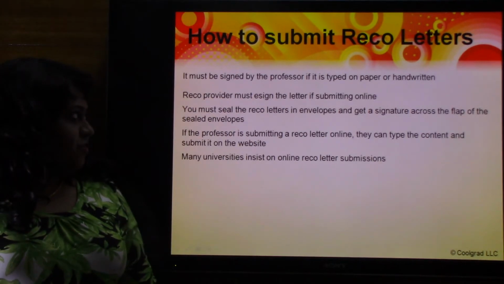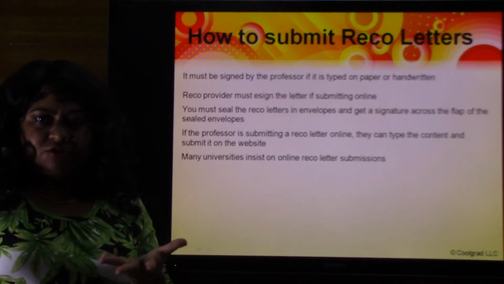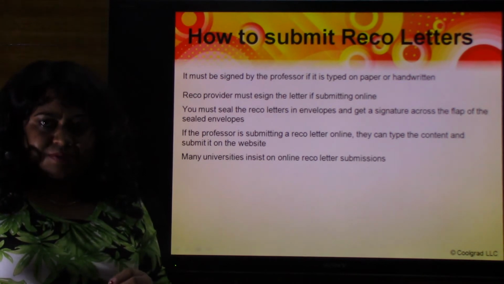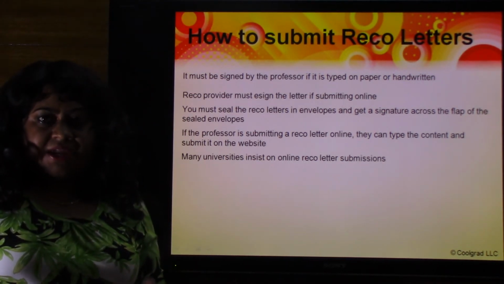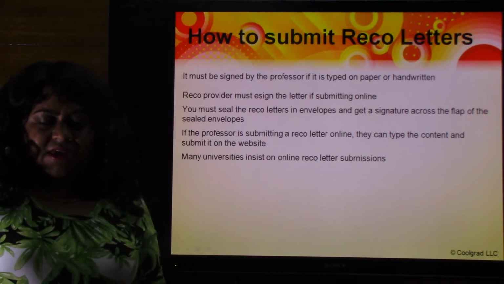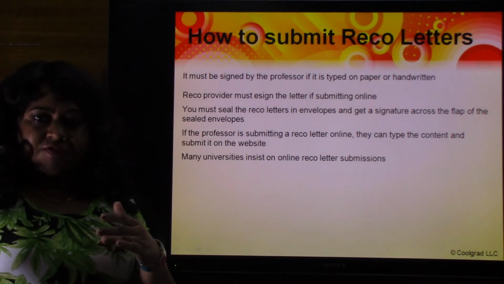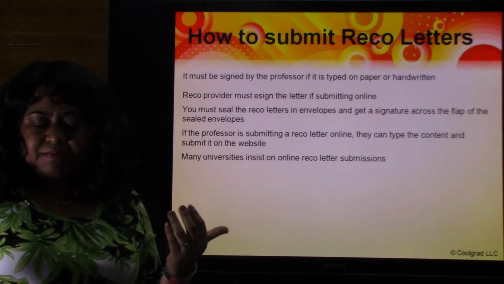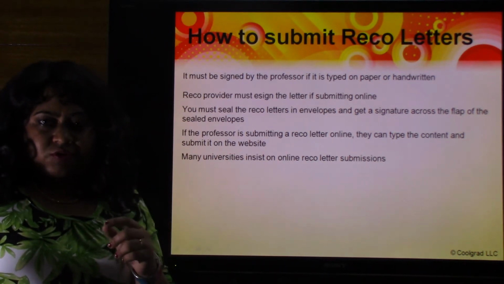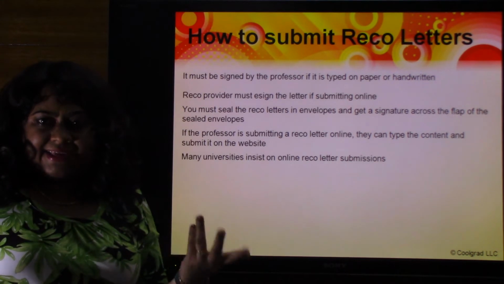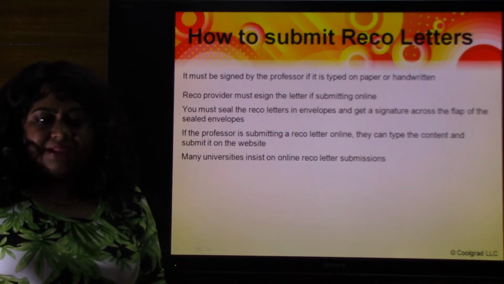How to submit reco letters. So remember, the recommendation letter must be signed by the provider. The professor or the employer must remember to sign the recommendation letter, whether it's an electronic signature or a physical copy. It must always be signed with a date, and he must provide his contact details too. And most universities expect recommendation letters to be submitted online in the application package. So they can log on to a link you give them from your application and submit their recommendation letter directly onto the website. You don't have to mail them a physical copy.